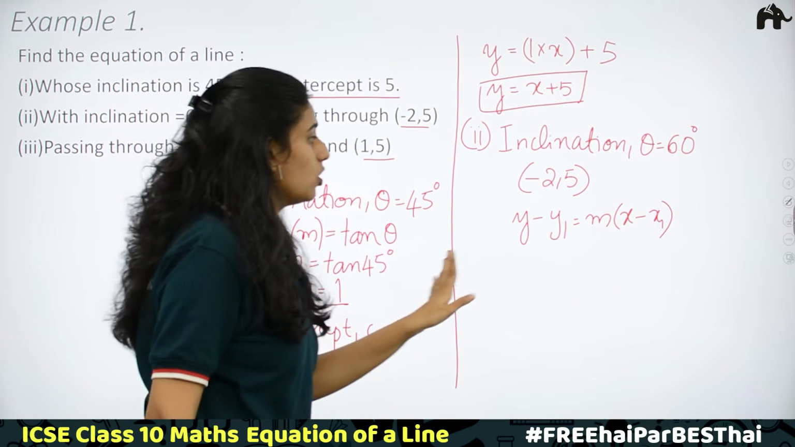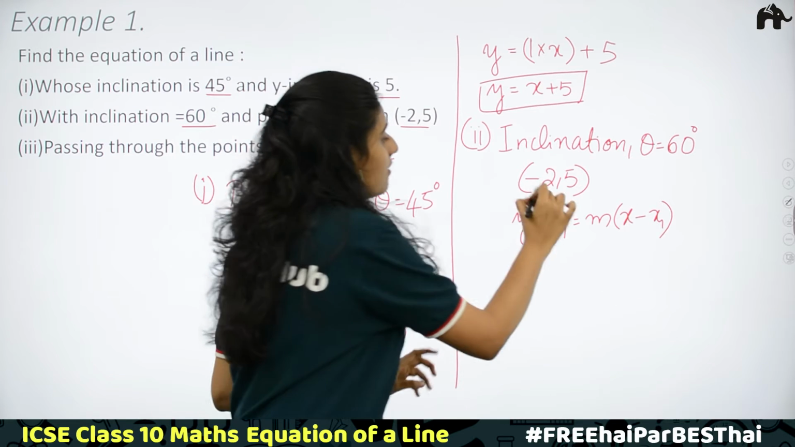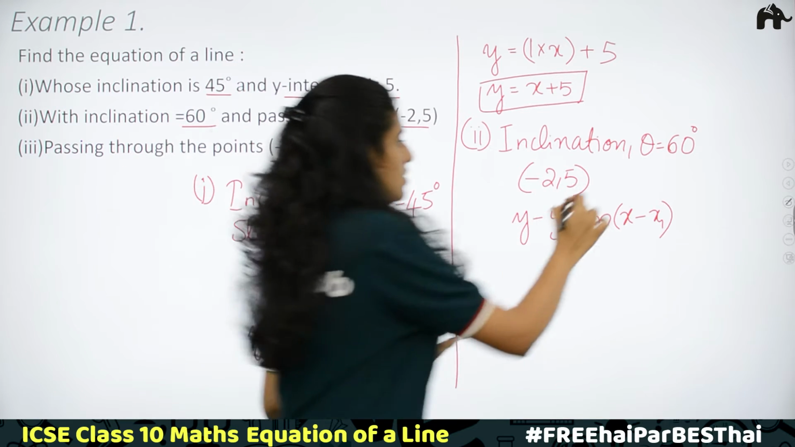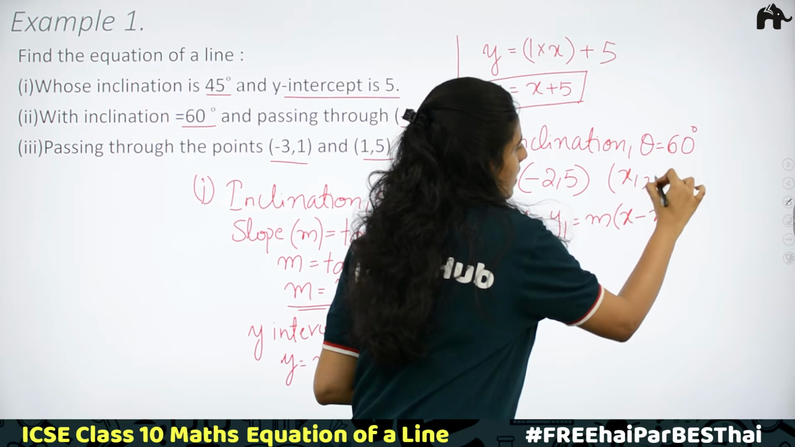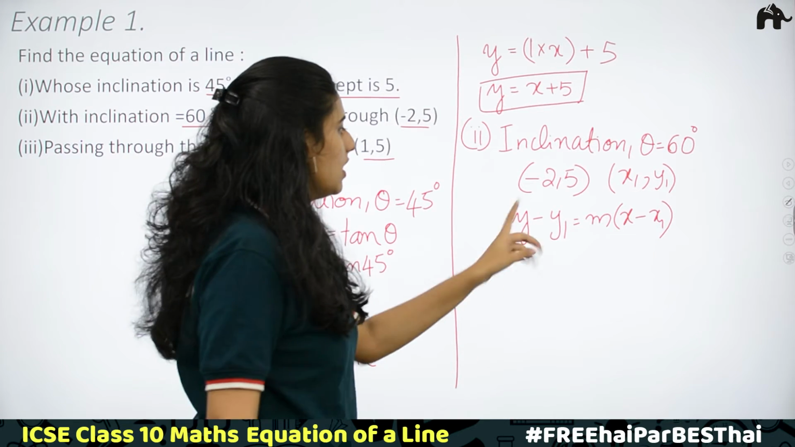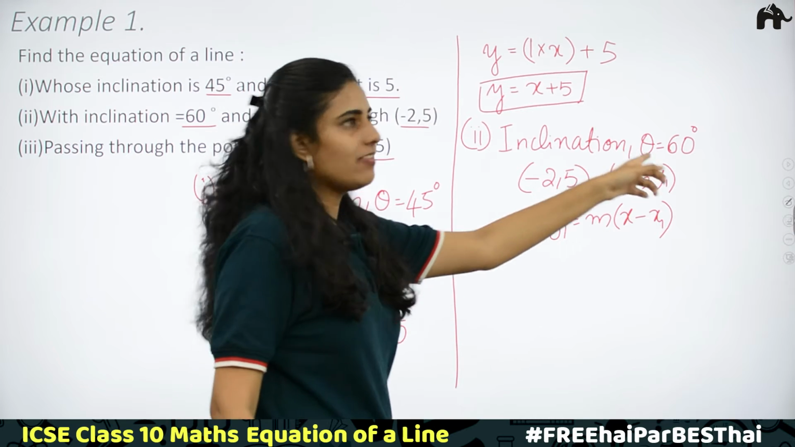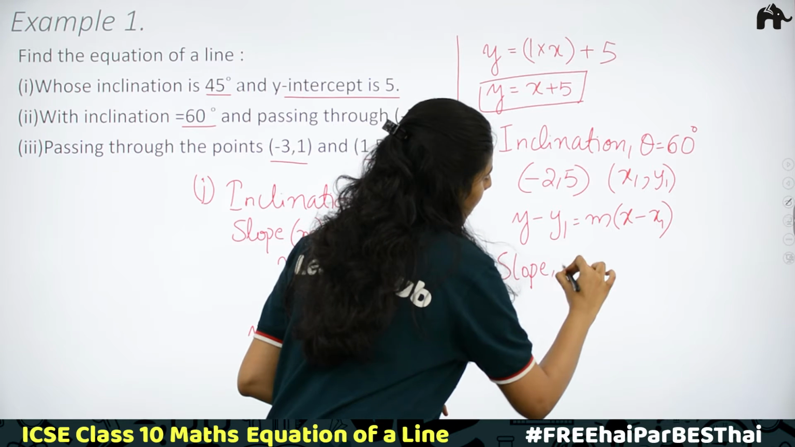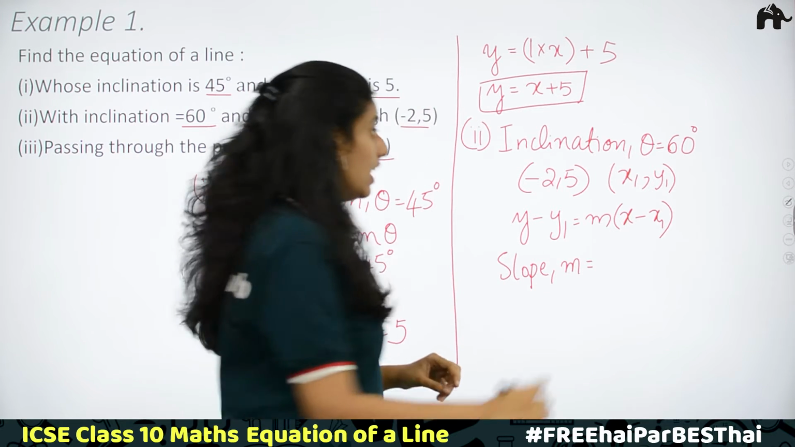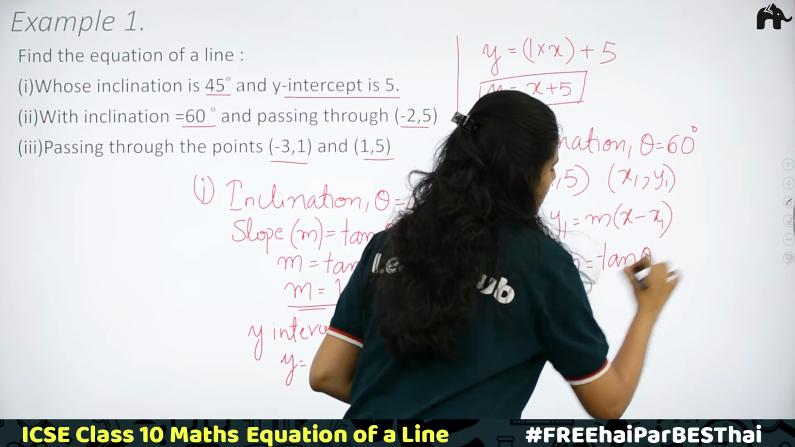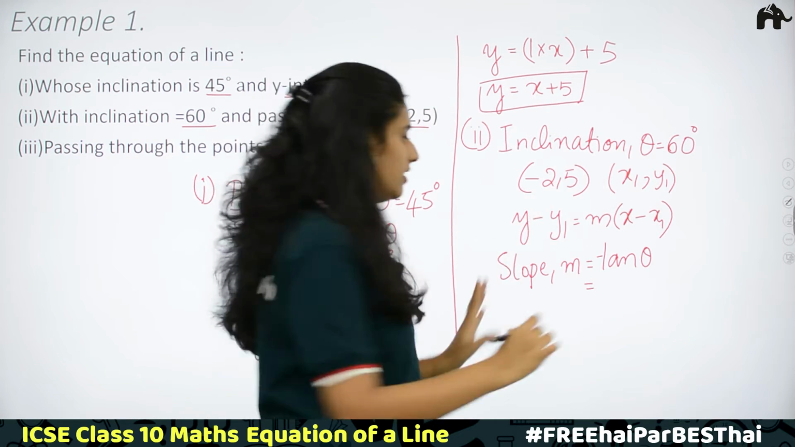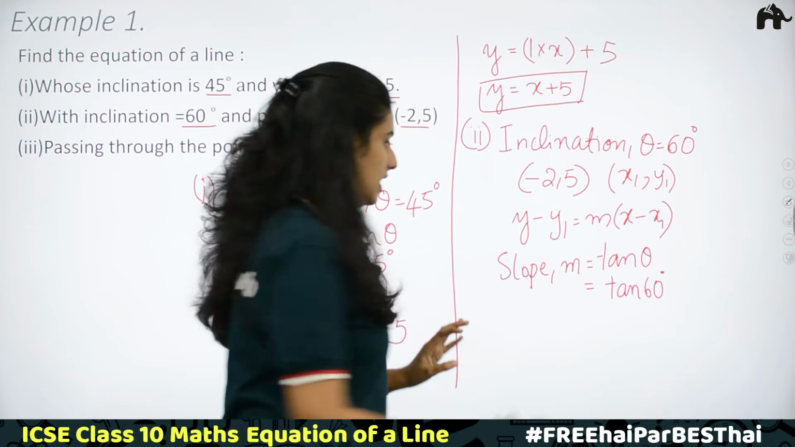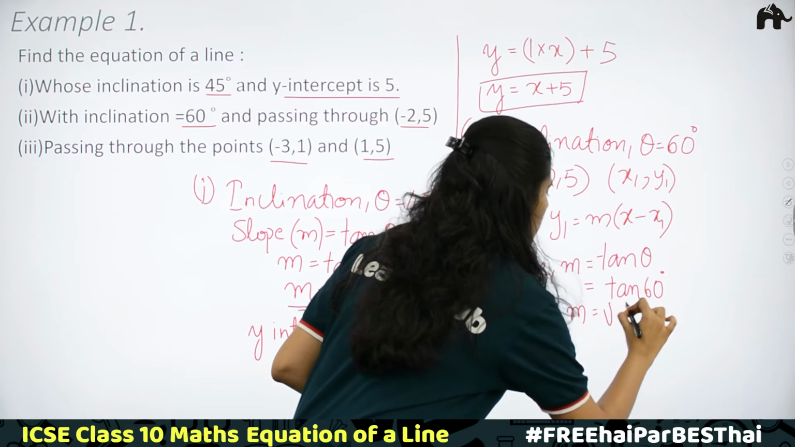Okay. Here again, what do we need? We need x1, y1 values. This is what x1, y1 values are. That is the coordinates of point x1, y1. So, we got x1, y1. What about m? What is m? M is slope. We have inclination given. Then we can easily find slope, right? Slope m is equal to tan theta. Here what is theta? Theta is given, that is 60 degree. Therefore, tan 60 degree. What is the value of tan 60 degree? √3. Correct. Therefore, slope m is equal to √3.